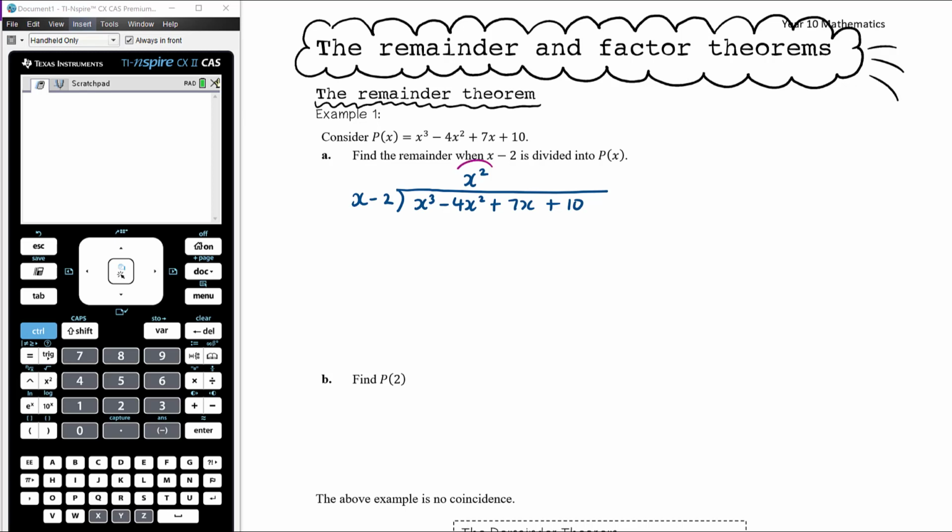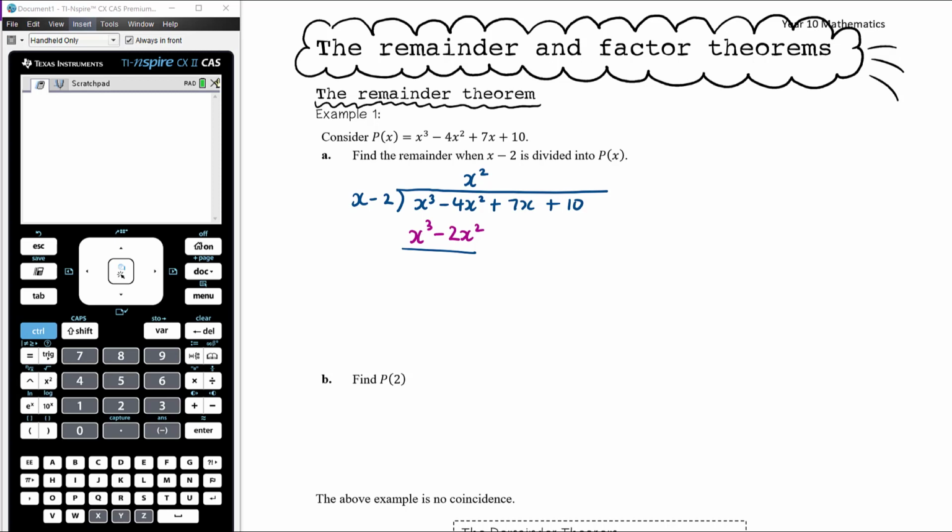Then once I put something up the top here, I take that, I multiply it by x minus 2, and it goes down here. So I get x cubed minus 2x squared. And these should match. That's the whole reason I chose to put x squared up the top. If they don't match, x squared is not the thing that should go up the top. Okay, then once we've got that, we subtract. And that's where the x cubed should cancel out when we subtract. That's how we've designed it.